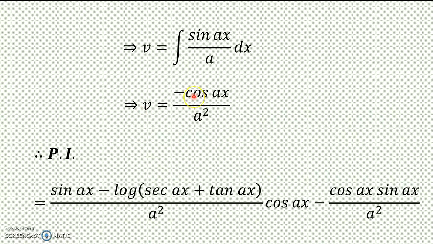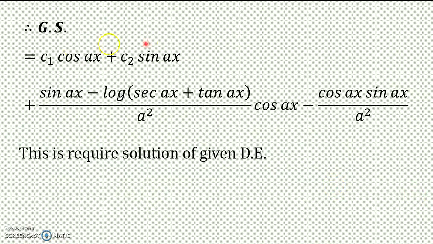Now we put the values of u and v in the particular integral. So we get the value of the particular integral in this way, and the general solution becomes the addition of the complementary function plus the particular integral. This is the required solution of the differential equation of order 2 by using the variation of parameters method.